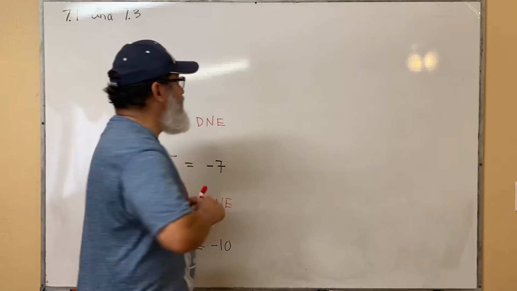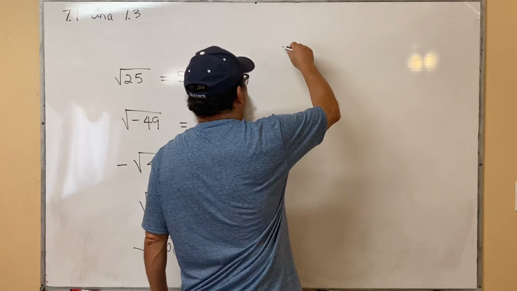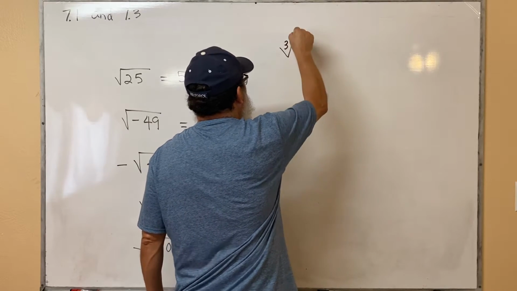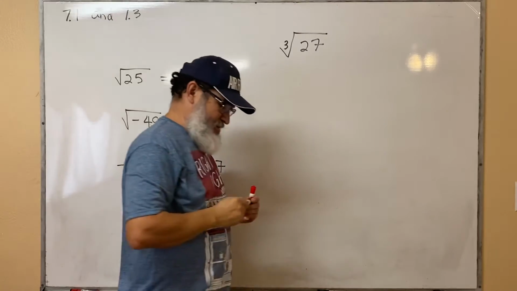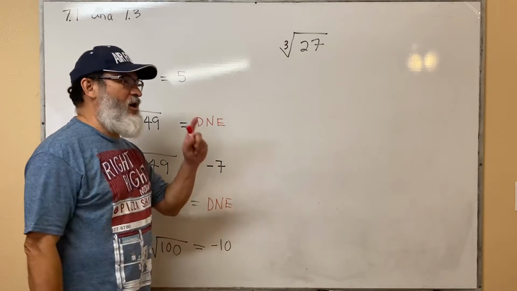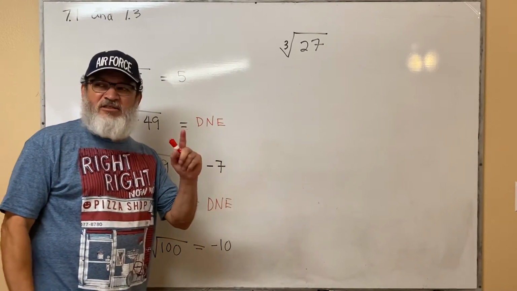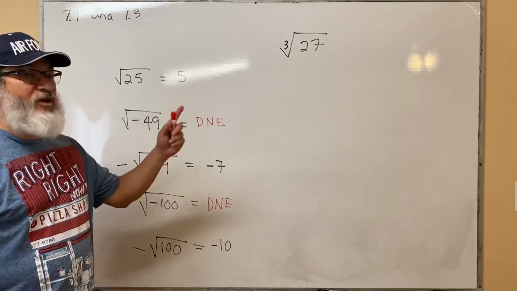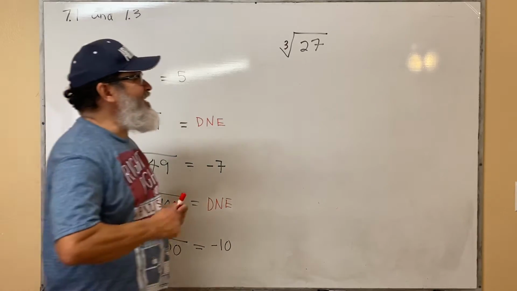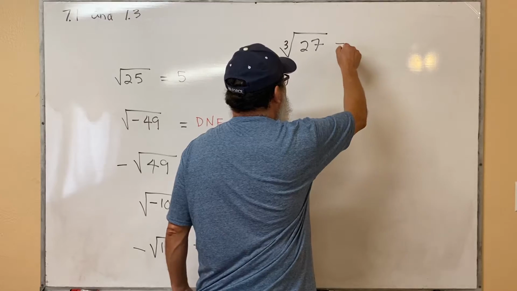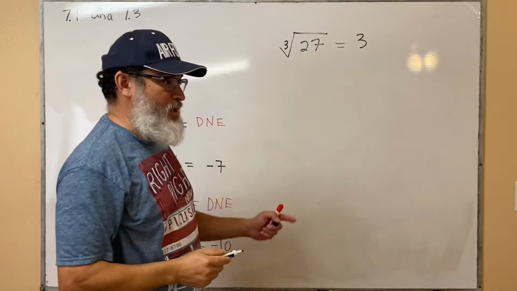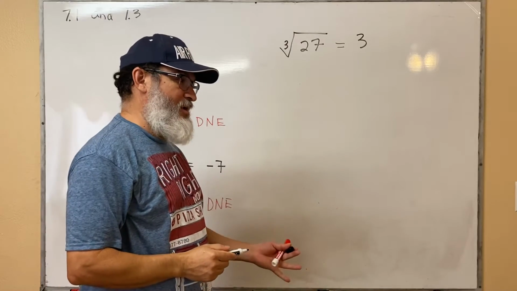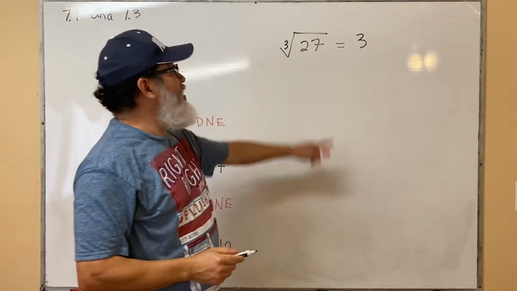How about this one? What about the cube root of 27? Okay, so now we're looking for a value such that when cubed, you get 27. The answer must be 3. 3 times 3 times 3 gives you 27.